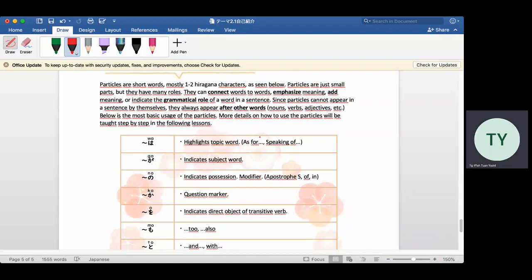Okay. Next is no particle just now. Watashi no namae, right? So no indicates possession. Possession like kepunyaan lah. And it also can act as modifier. And it can be represented with the apostrophe S, like Ali's bag. Ali is Ari, bag is kaban. So Ali's bag, we can say Ari-san no kaban. And it can be of or in in certain contexts. We cannot stick to apostrophe S only lah, it depends on the context. Sometimes we translate as of or sometimes in.